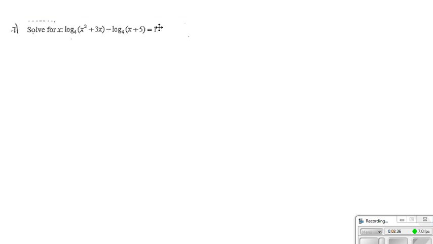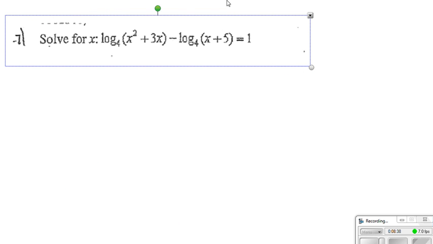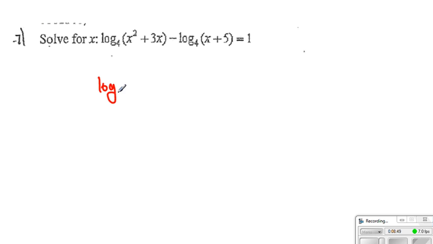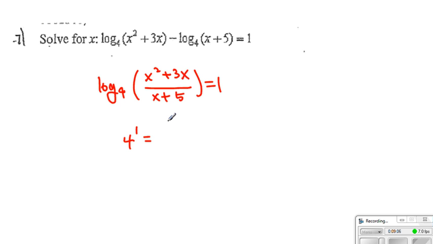Alright, so let's look at one more question here. Since we have two expressions that are subtracting, that means we are looking at division, so log base 4 of x squared plus 3x divided by x plus 5 has to be equal to 1. That means we are looking at 4 to the 1st power is equal to that expression.